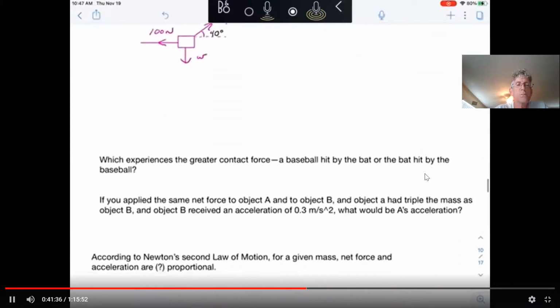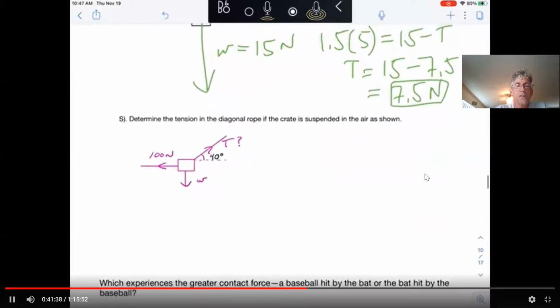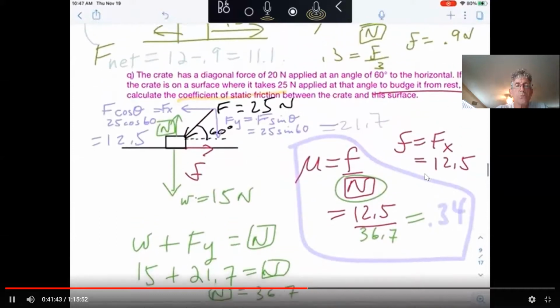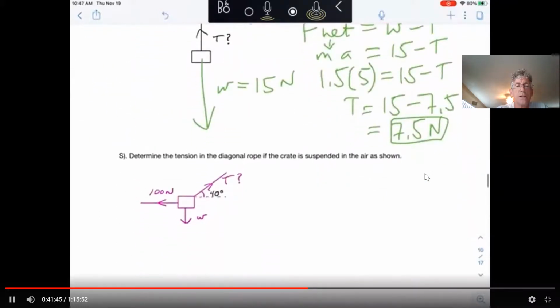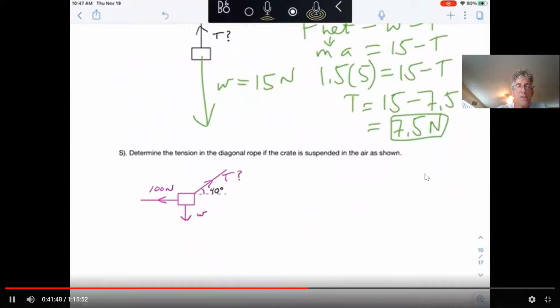Next problem is very similar to what we did before, but this is like the Positive Physics unit 8 problem. Here we were pushing down at an angle. Here we're pulling up at an angle. See the difference of the T's? Okay, so let's find the weight. It's 15 newtons as it was before. We have to find Tx and Ty, but we already did it.